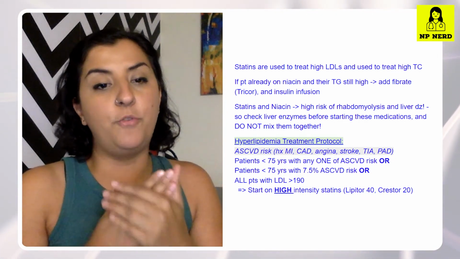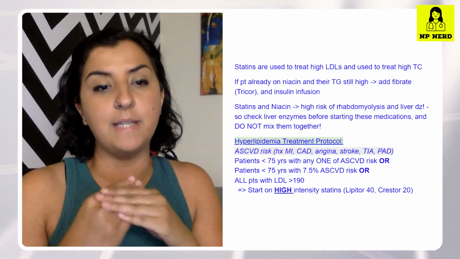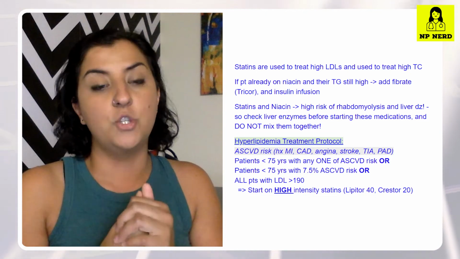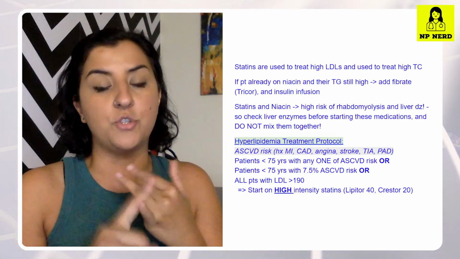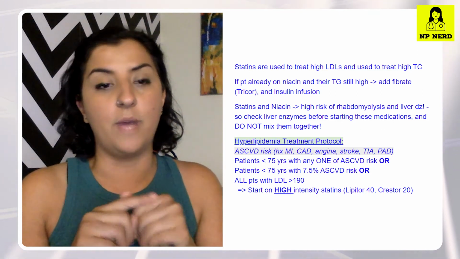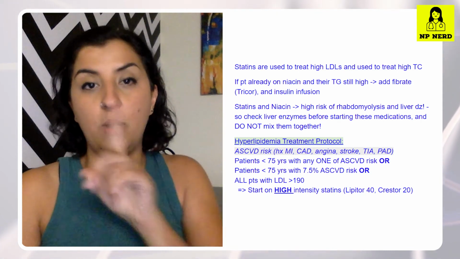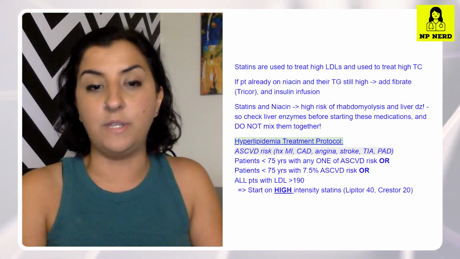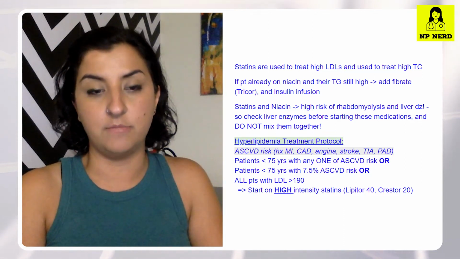So before you know your treatment protocol, you need to know what is an ASCVD risk. So remember these: MI, CAD, angina, and stroke, TIA, and PAD. Okay? For patients that are less than 75, with any one of these ASCVD risk factors, you start them on high intensity statins.